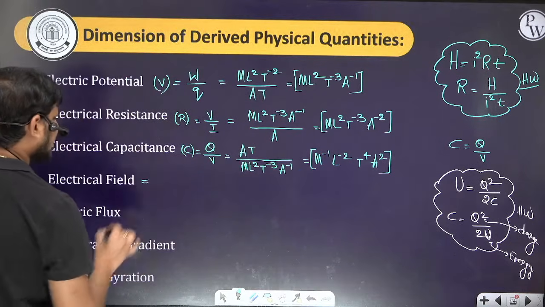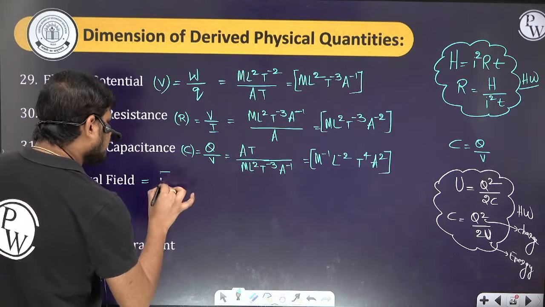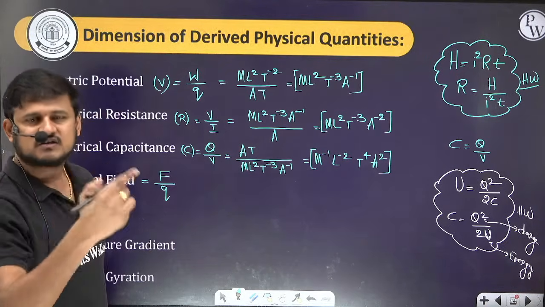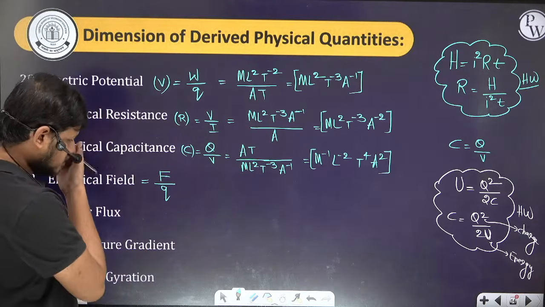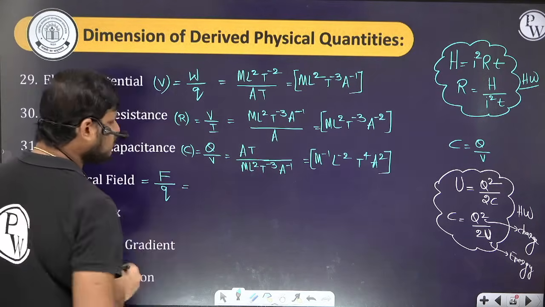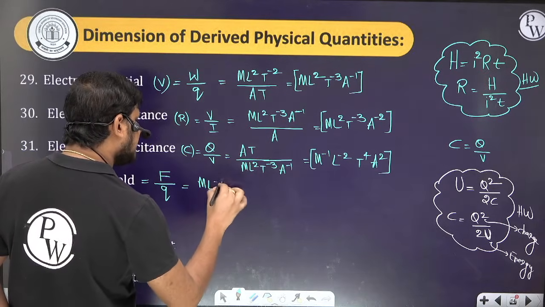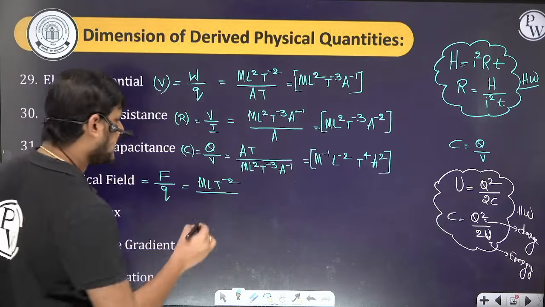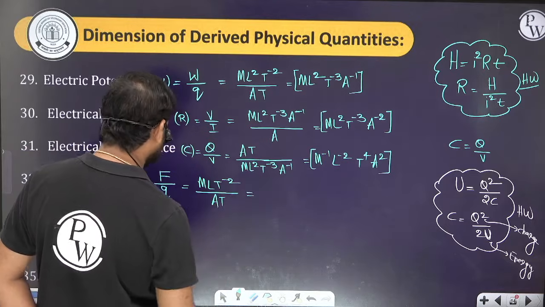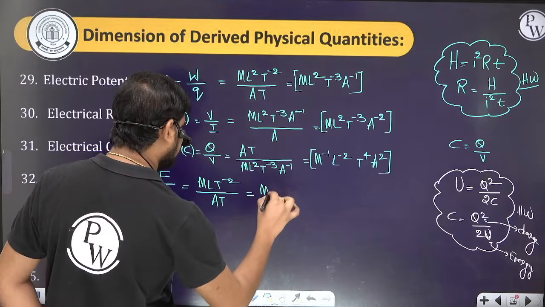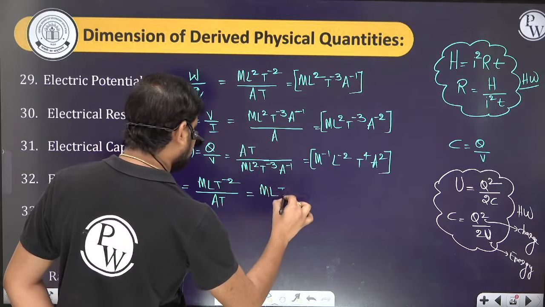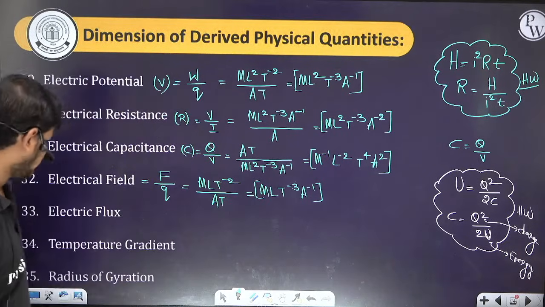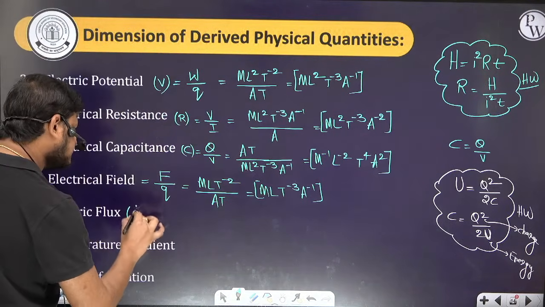So then we have the electric field. The force experienced by a charge which is placed near the charge, that is called the electric field, which is force upon the charge Q. So you know the force units. What are the force units? MLT to the power minus 2 by the charge, so Q is equal to IT. IT means A into T, right? So then simply M, L, and T becomes T to the power minus 3, and A to the power minus 1, right? Next.